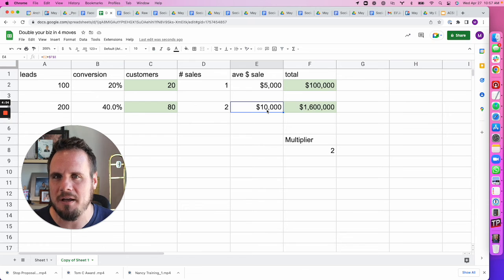So when you're looking at the moves you're going to make in order to increase or even double your business, think of it from this perspective. You don't need a huge increase in any one of these categories to make a really big impact on your overall revenue. So hopefully that was helpful to you.